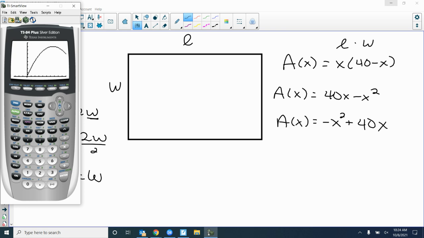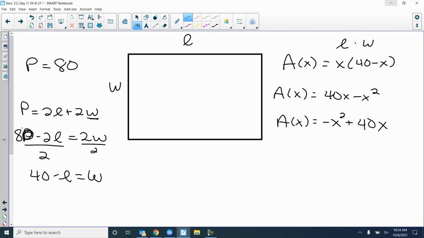But what are we looking for? We're looking for the maximum point, which is the vertex. So we use H equals negative B over 2A, which is negative 40 over 2 times negative 1, which gives me 20. H is not standing for height. H is standing for the x coordinate of the vertex.